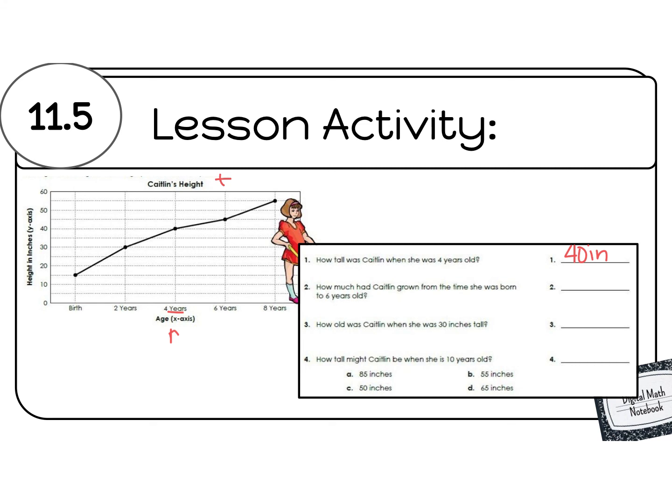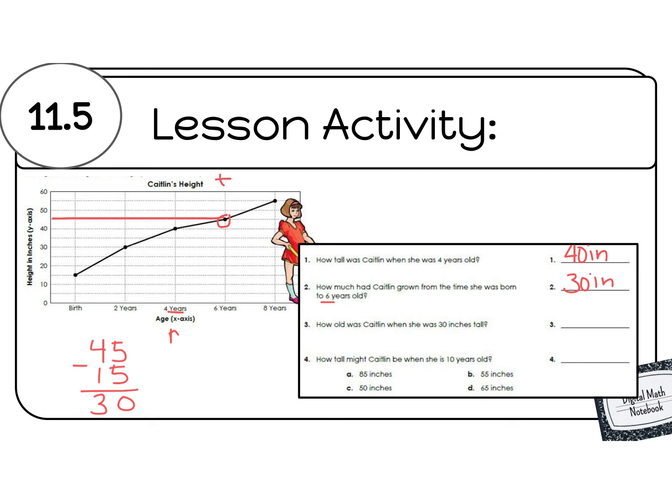Our next question said, how much had Caitlin grown from the time she was born to 6 years old? So at birth, it's between 10 and 20, that would be 15. So she was 15 inches at birth. And then when she was 6 years old, that would be between 40 and 50, would be 45. So she was 45 inches at 6 years old. She was 15 inches when she was born. So 5 minus 5 is 0, and 4 minus 1 is 3. So she had grown 30 inches.